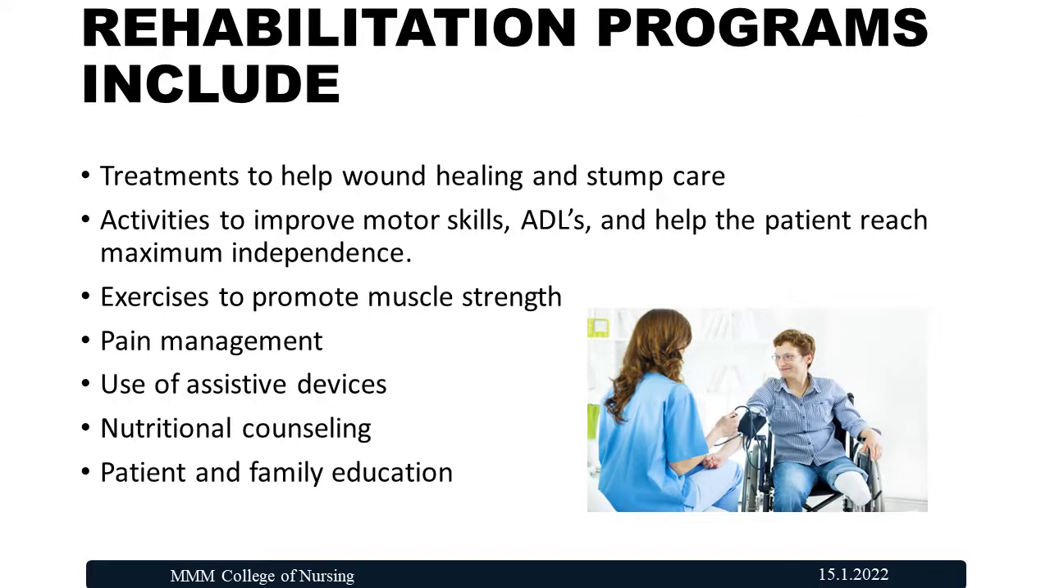What does the rehabilitation program include? Treatments to help wound healing and stump care, activities to improve motor skills and ADLs, activities of daily living, and help the patient reach maximum independence, exercise to promote muscle strength, pain management to assess the pain score and give medication according to the physician's order, use of assistive devices like a walker, nutritional counseling, and patient and family education.